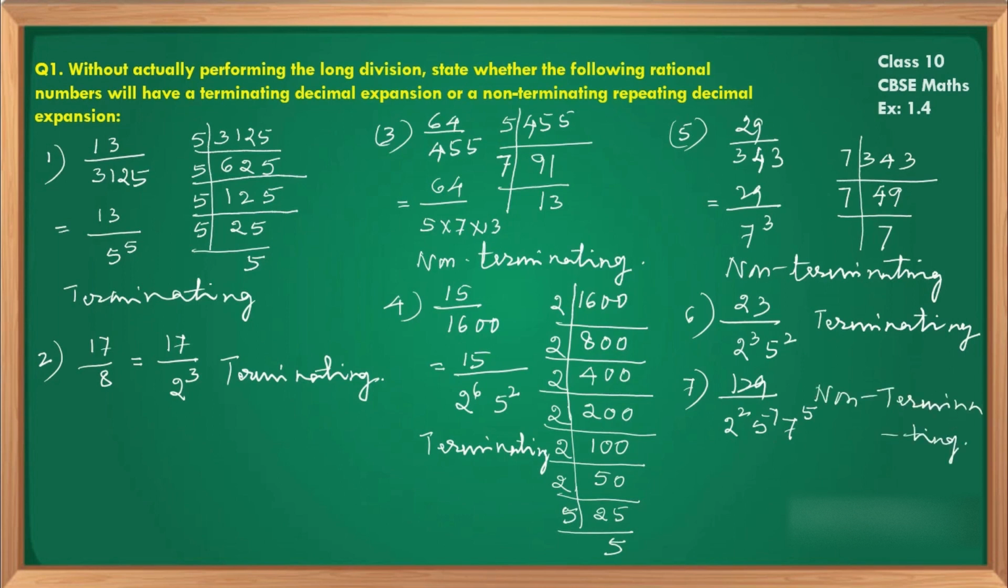Now the remaining sub questions we can do in the next page. Next question is the 8th question, which is 6 by 15. 6 can be written as 2 into 3 and 15 can be written as 5 into 3. 3 and 3 go, you have only 2 by 5. Now in this case 5 is in the denominator, hence this rational number is terminating.